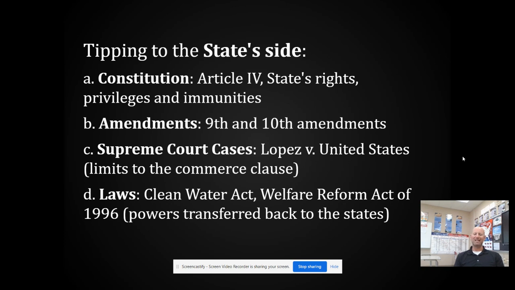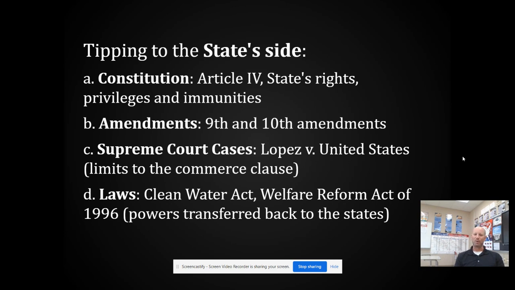Amendments, we look at 9 and 10. Amendment 9 basically says anything not stated in the Constitution doesn't mean you don't have a right to it. So, I always give the example of like air. We have a right to air, we have a right to breathe, we have a right to oxygen, right? Just because it's not in the Constitution doesn't mean we don't have that right.